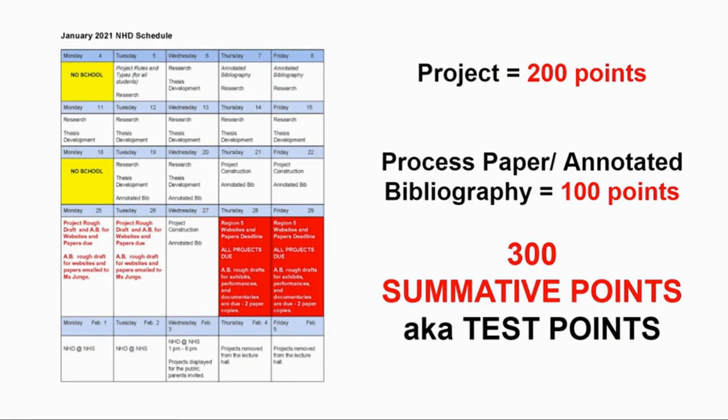The topic is the annotated bibliography that also includes the process paper. If you recall, there are 300 summative points for this NHD project for second semester. But that is actually made up of two different point groups. The project itself, if it's a website, an exhibit board, a documentary, etc., is worth 200 points. The other 100 points comes from what is referred to as the process paper and annotated bibliography. And so that's worth 100 points, which gives us that total.